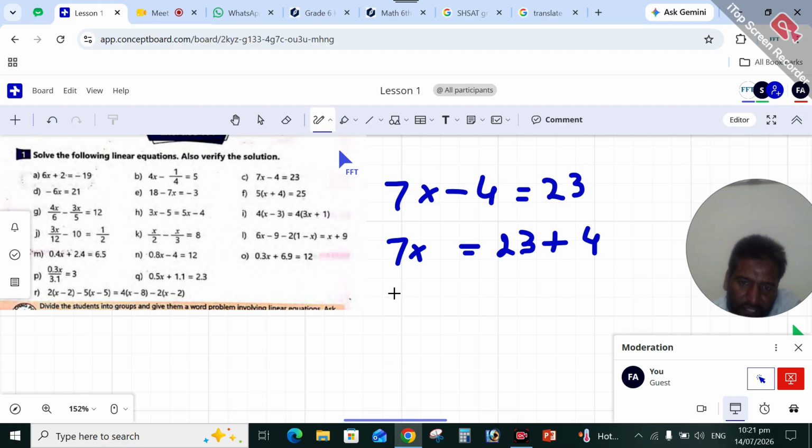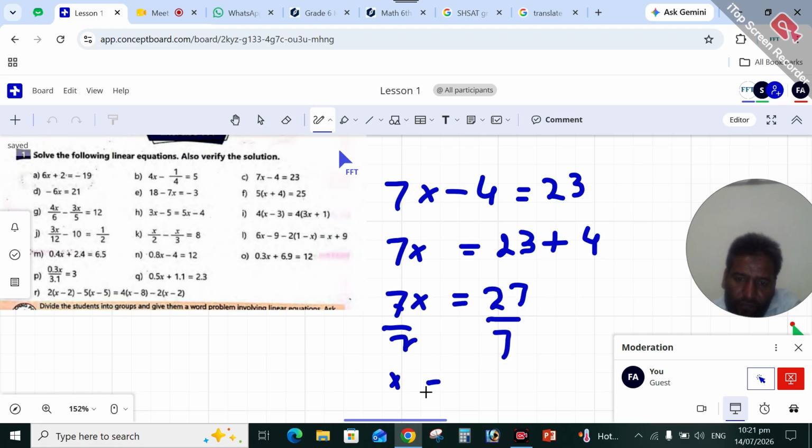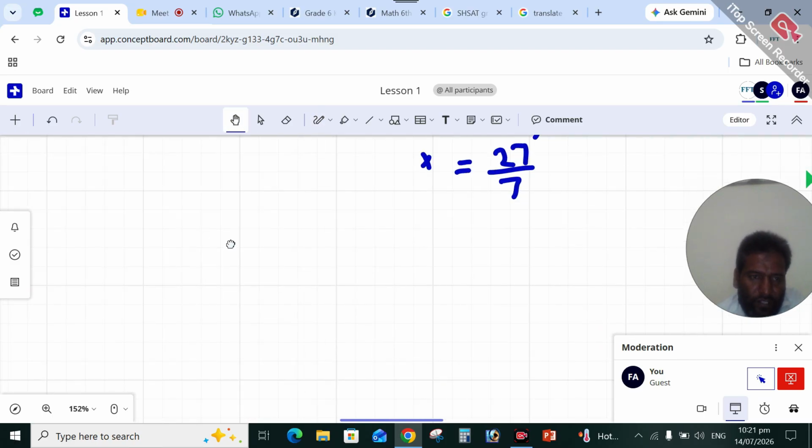Okay, now 7x, and here is 23 plus 4, 27. Okay, you just divide both sides by 7. So here is 7 divided by 7 and here is 7 as well. These are cancelled with each other and the answer of x is 27 divided by 7 is the required answer. Is it clear or not? Okay. Now let me give you the next question. You have to solve this question by yourself, right?